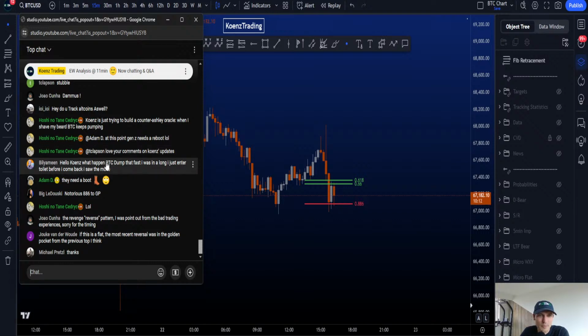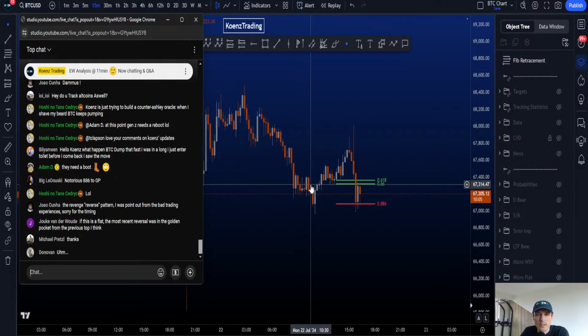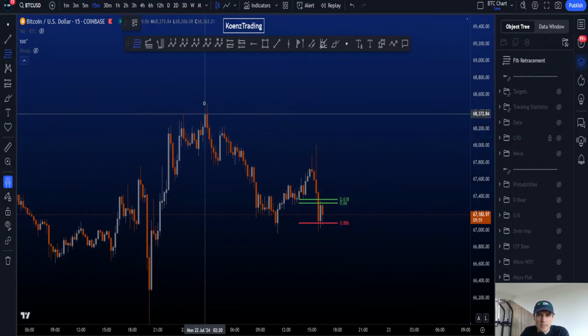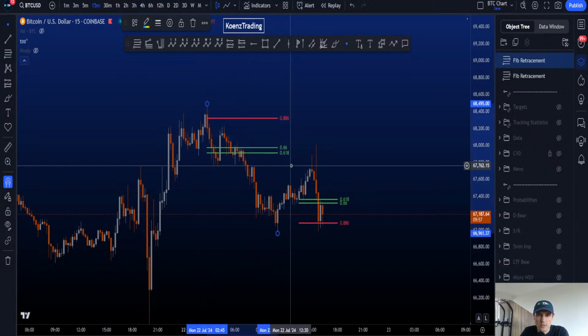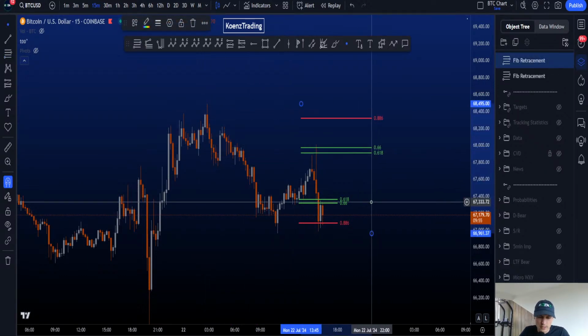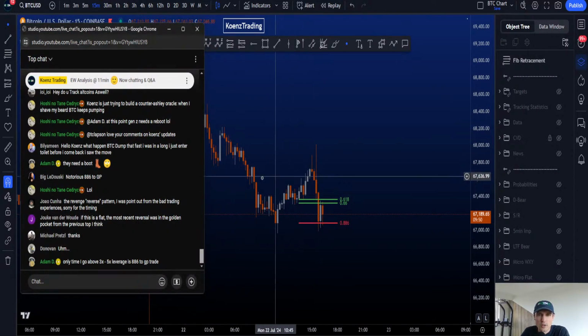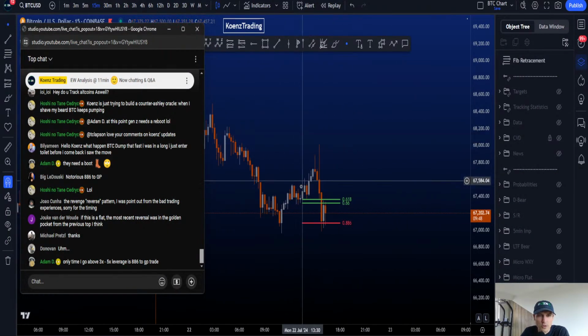Billy Amin, welcome. What happened? BTC dumped that fast. I was in a long. I just entered the toilet, and before I came back, I saw the move. Nothing in particular. I think price hit the golden pocket, and from an Elliott wave perspective the probabilities were higher to take out this low, but we hit the golden pocket and had a solid rejection. Nothing happened in particular. No news or anything as far as I know. The notorious 886 golden pocket, exactly.